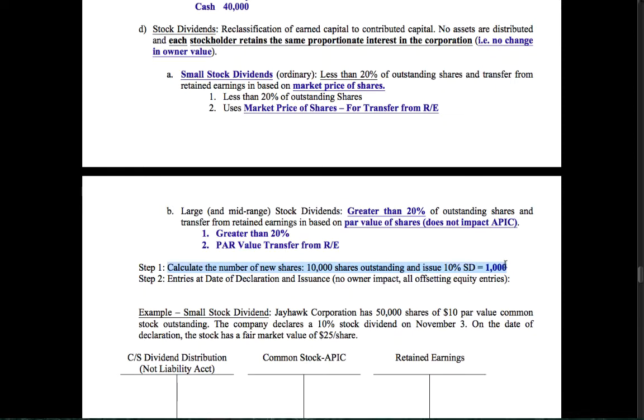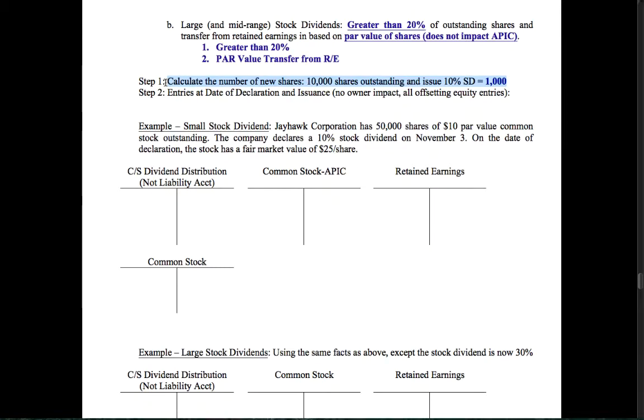This is the same method for both small stock and large stock dividends. You just take the shares outstanding times the stock dividend percentage, and that gives you the number of new shares. Then you will do the entries at the date of declaration and the date of issuance, similar to the three-step approach with the date of declaration, date of record, and date of payment or issuance. So first, let's do an example of a small stock dividend.